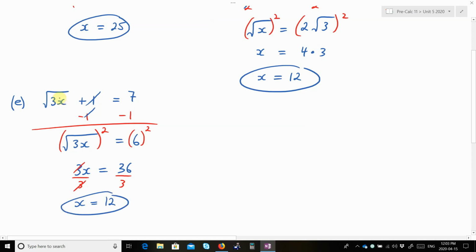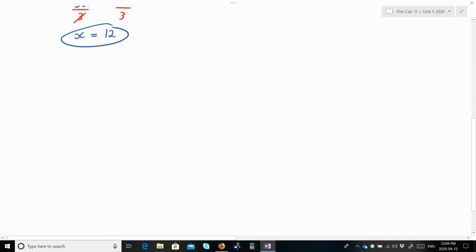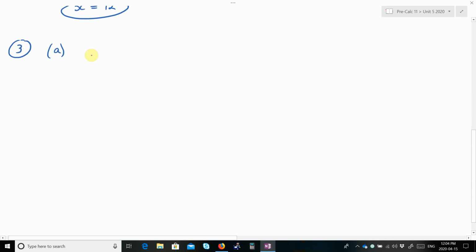So if I put 12 back in for x, we would have 3 times 12 is 36. The square root of 36 is 6. 6 plus 1 is 7, so that works. And that is how you do number 1. Okay, let's check out number 3. A says the square root of 3x plus 1 is equal to 7. The radical is by itself already, so square both sides.